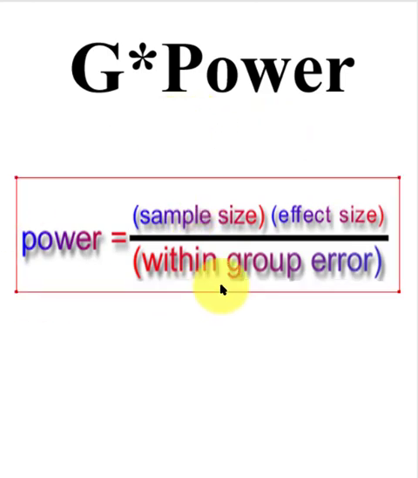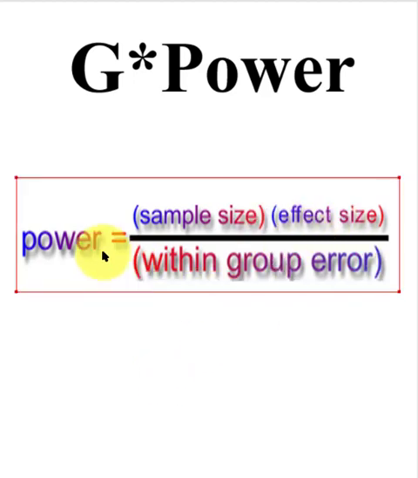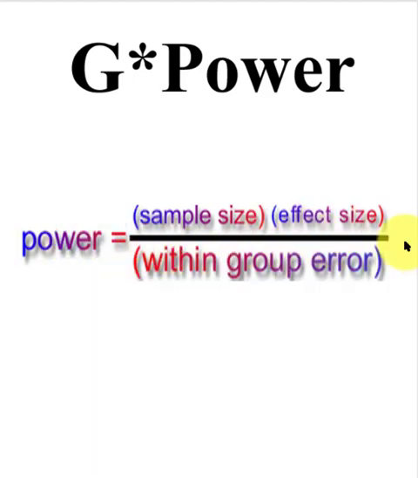Now, if within group error goes up, your power goes down, right? Because they're inversely related. Within group error is the same as within group variance, or it's variance we cannot explain. We want this to go down. If you can shrink your error term, your power will also go up. Okay, that's the 1, 2, 3 ways to increase or decrease power. You don't want to decrease power. You always want to increase power.